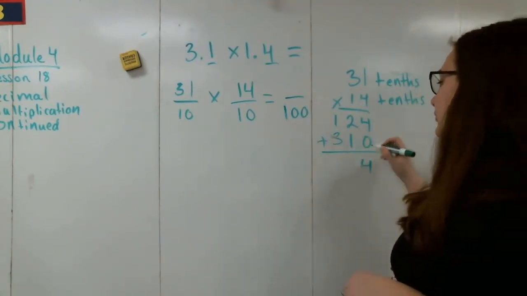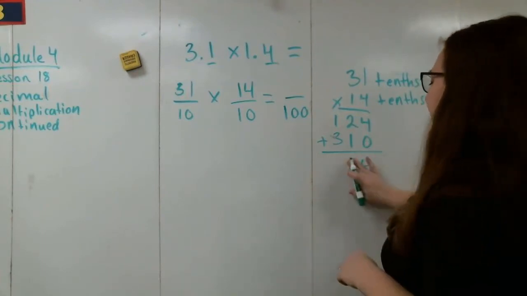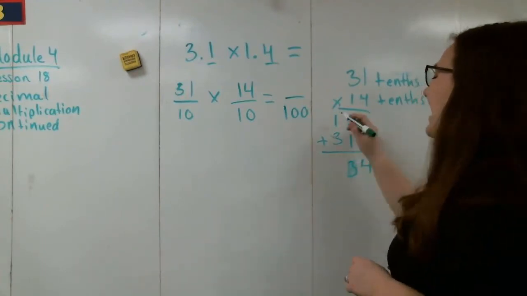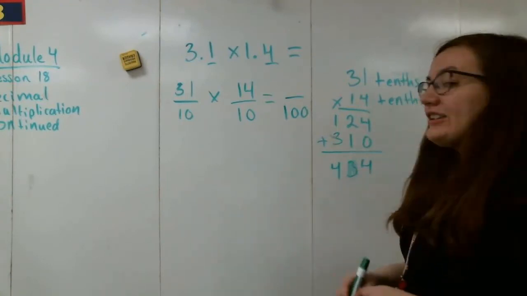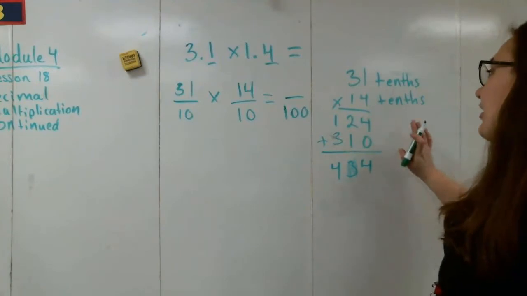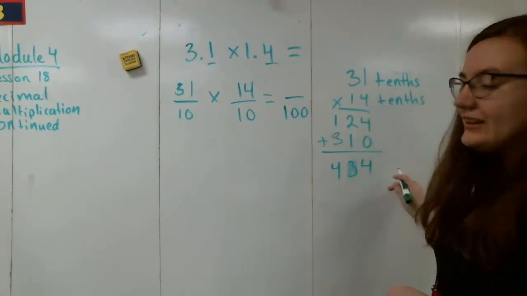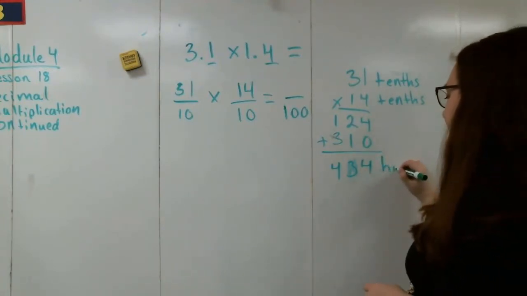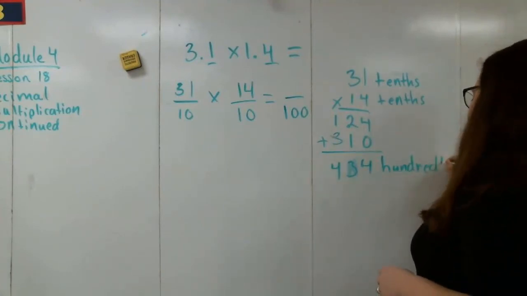4 plus 0 is 4. 2 plus 1 is 3. And 1 plus 3 is 4. So it looks like I have 434 as my answer. But remember, that is not our answer. So we have tenths times tenths still left over. 10 times 10 is hundredths.